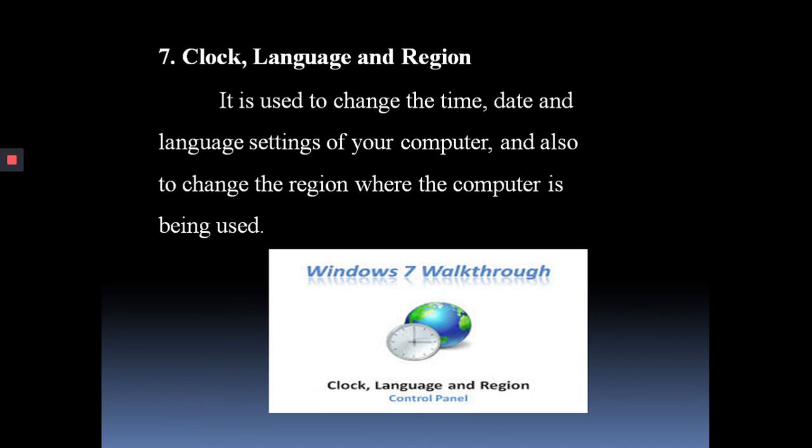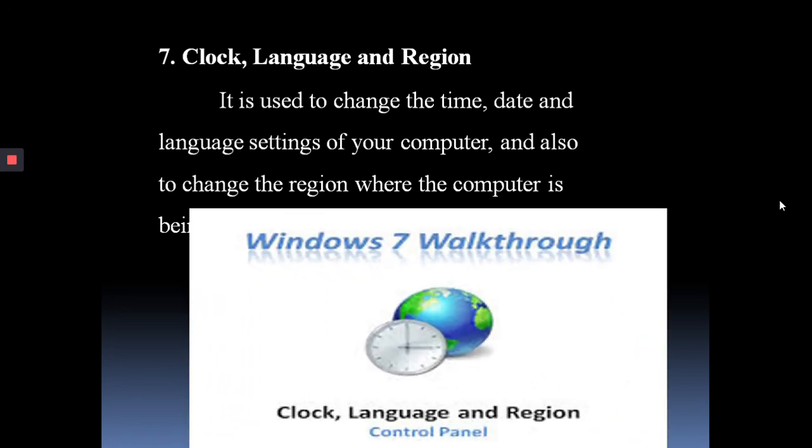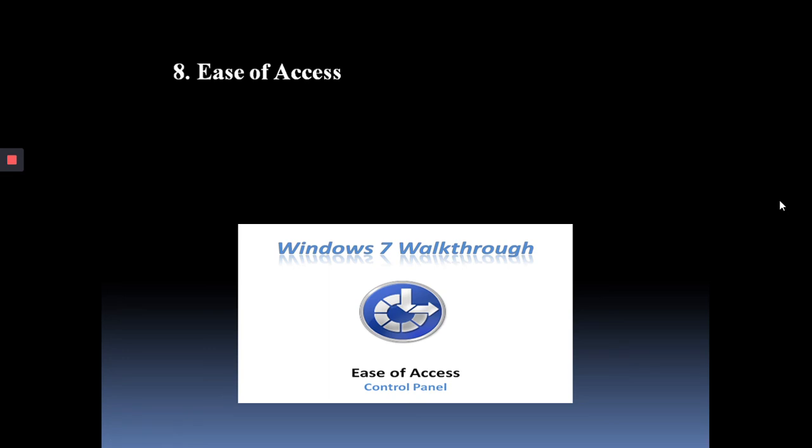Already we said all of you are well known about this. We have to select the country. Okay, India, Indian, like this is the region. This is the icon of clock, language, and region. The eighth and last category is ease of access. This is the icon of ease of access.